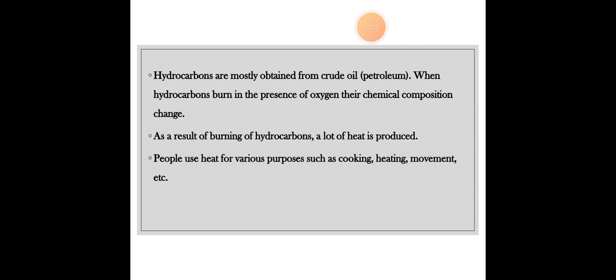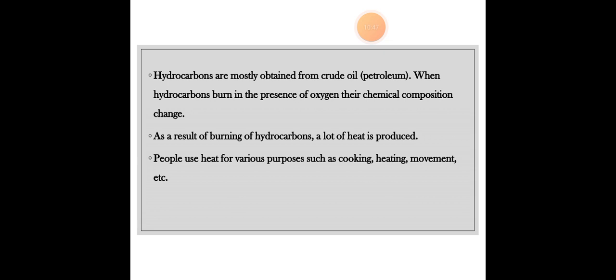Hydrocarbons are mostly obtained from crude oil, that is petroleum. When hydrocarbons are burned in the presence of oxygen, their chemical composition changes. As a result of burning hydrocarbons, a lot of heat is produced. People use heat for various purposes such as cooking, heating, movement, etc. Heat is very important for us, and although there are some losses, it is useful as well.